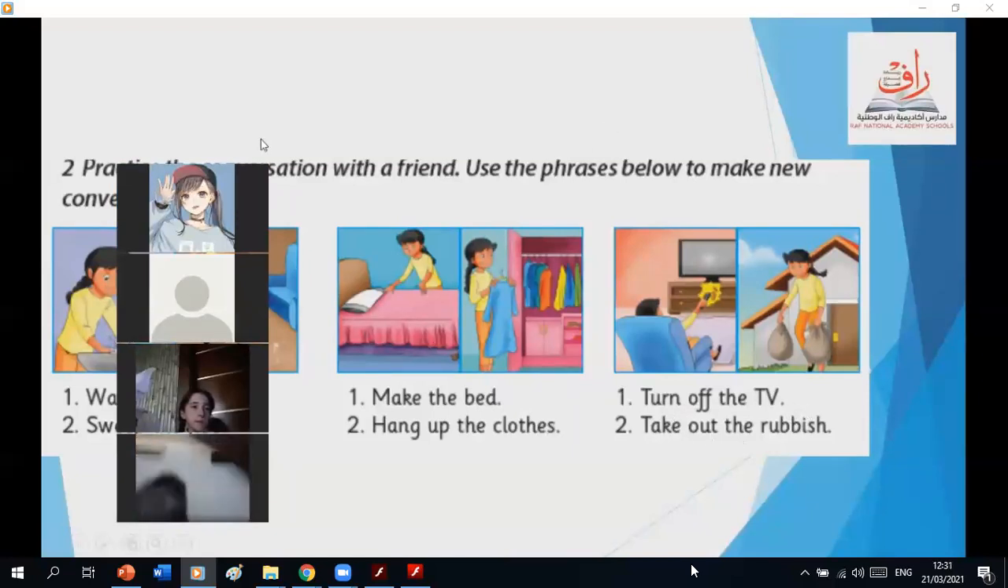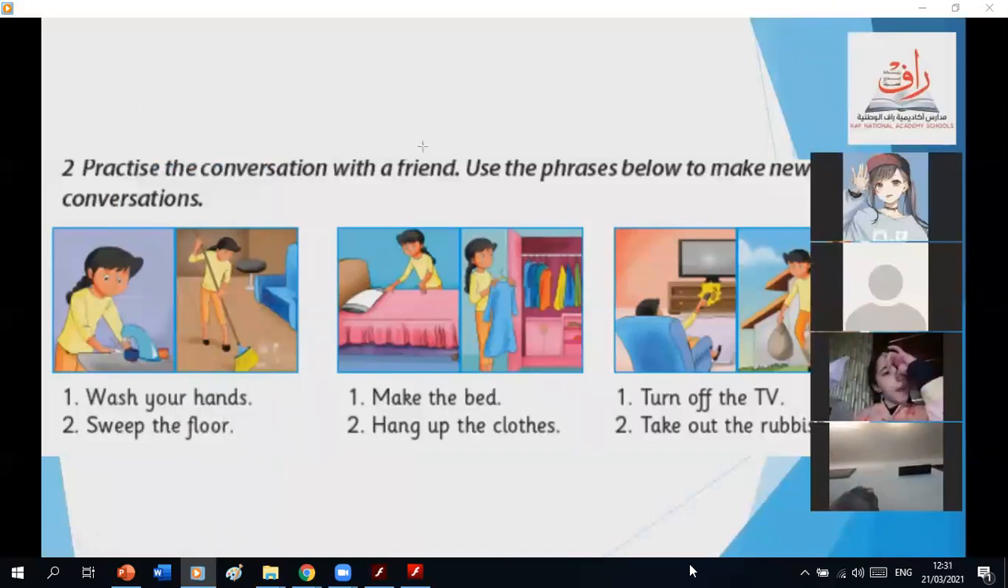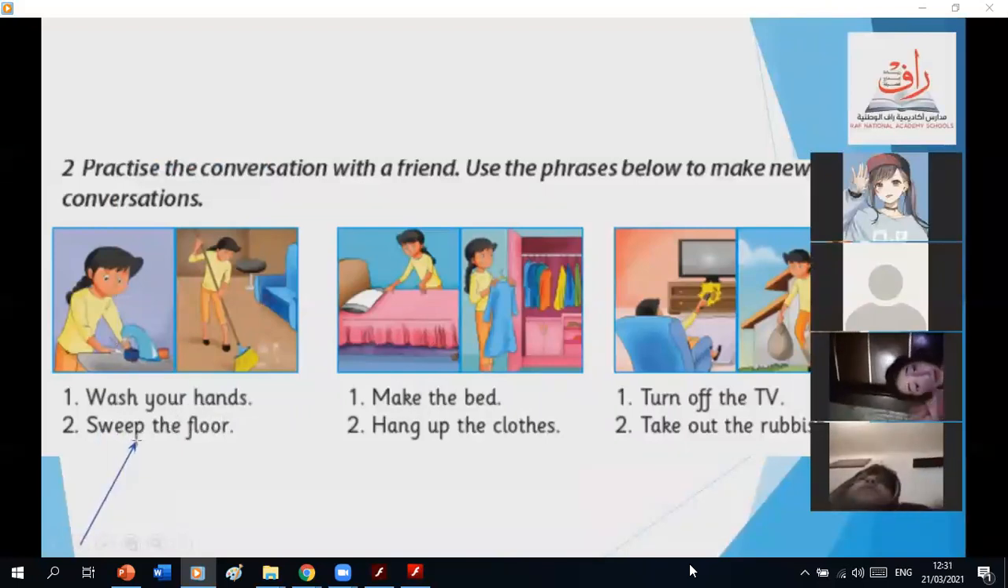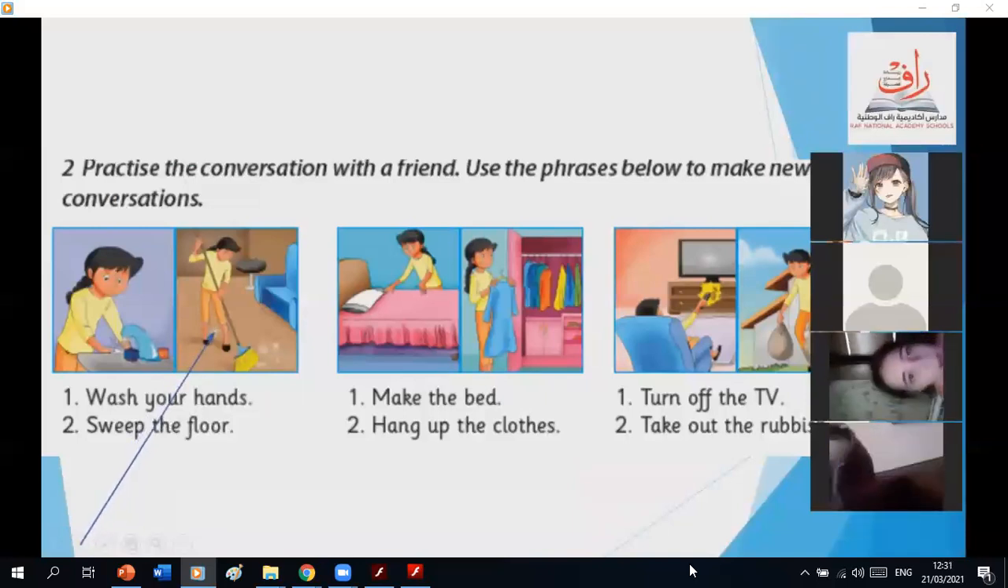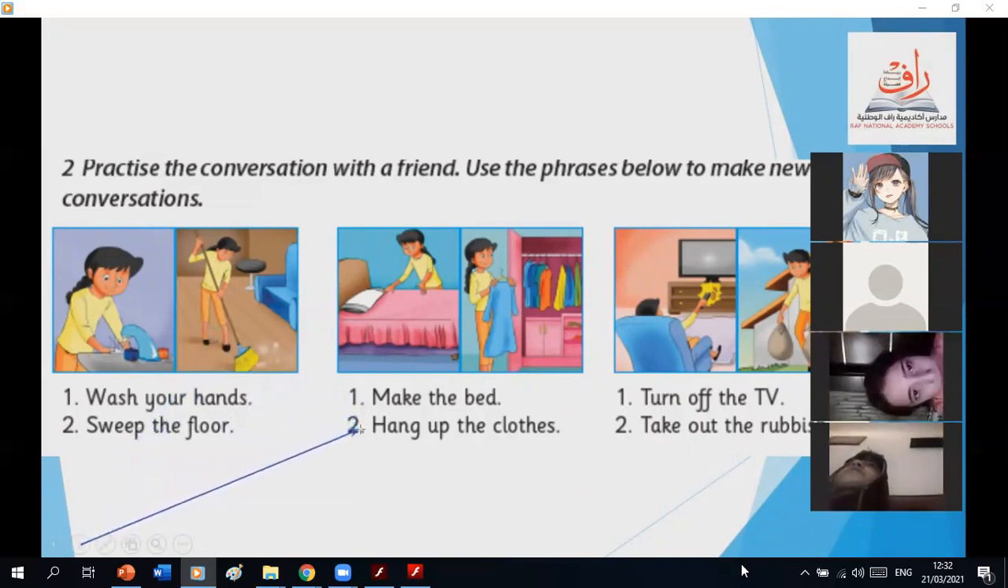Which one can you do at home from the pictures, the sentences, all of them? Which one can you do? Tell me. Wash your hands, sweep the floor, hang up the clothes, make the bed. Tell me, Salma. Wash your hands. Sweep the floor. Can you sweep the floor? No. Yes. Can you make the bed? Yes. Hang up the clothes? Yes. Great, Salma. Thank you so much.